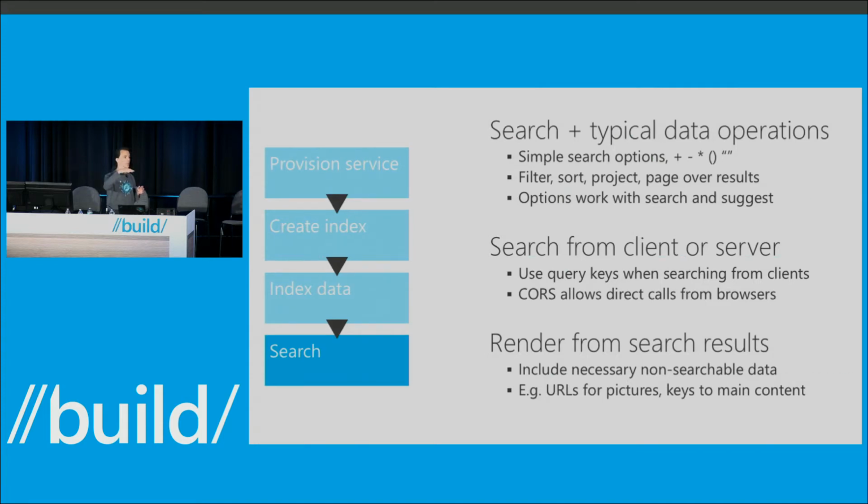So for example, if in search results you want maybe a picture and some description that you're not searching, you can stash the URL to it in a field in search, project it in during the search results, and then render it in the UI. So you can do full rendering without touching your primary store. It's going to be much faster.